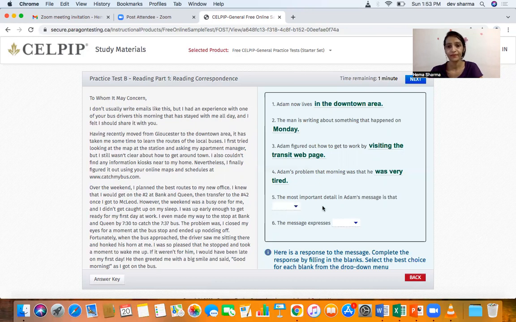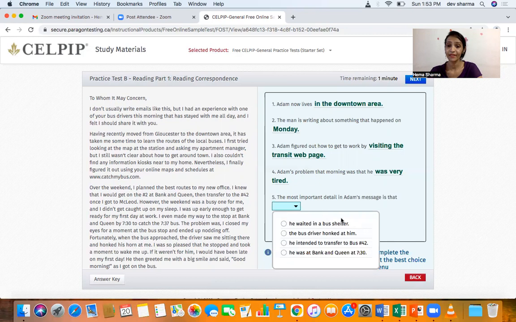Number 5, the most important detail in Adam's message is that he waited in a bus shelter. No. The bus driver honked at him. Yes. He intended to transfer to bus number 42. He was at Bank and Queen at 7:30. So here you can make out that this is also true that he was at Bank and Queen at 7:30.